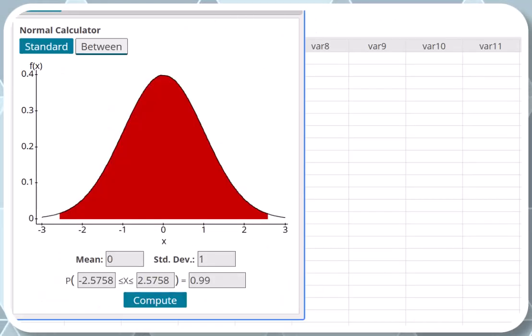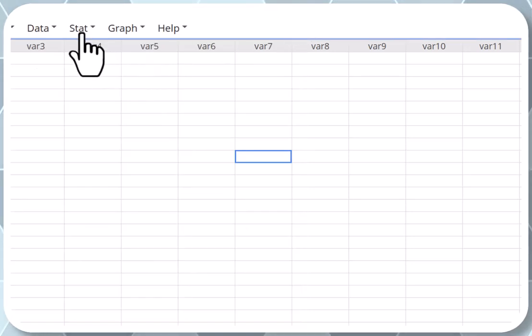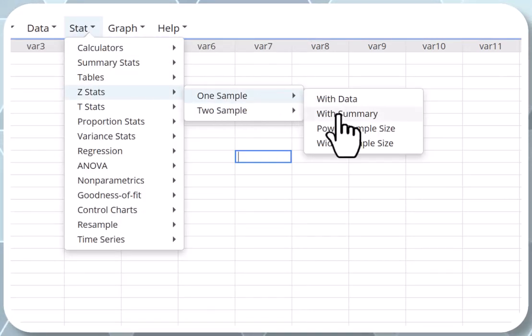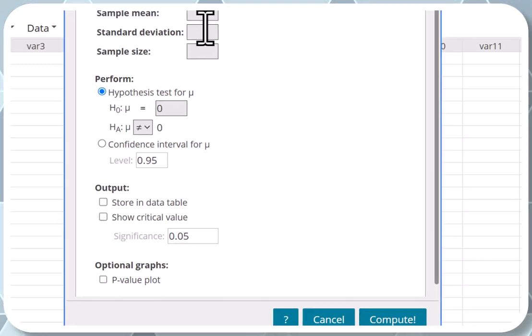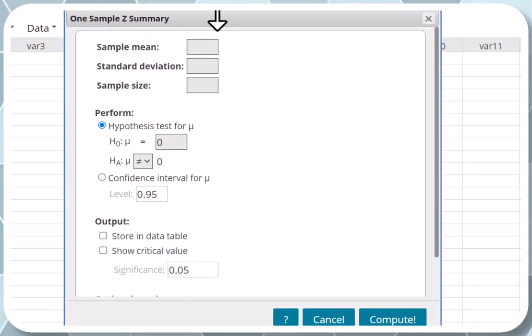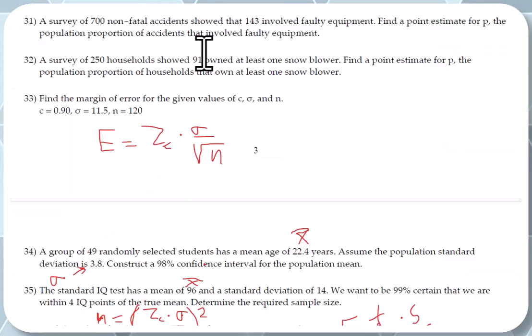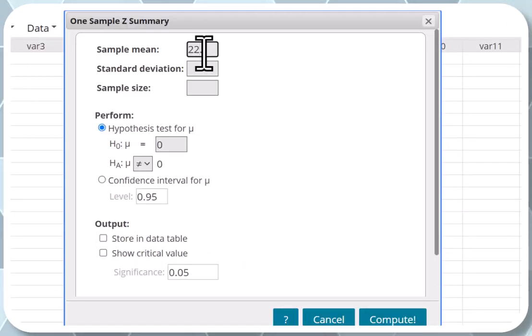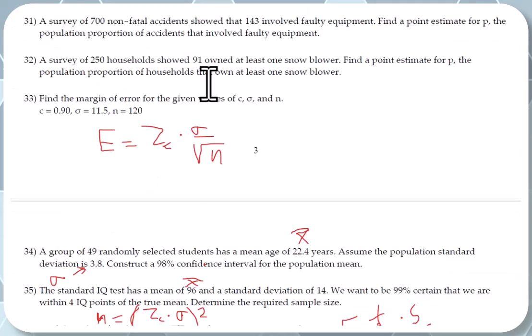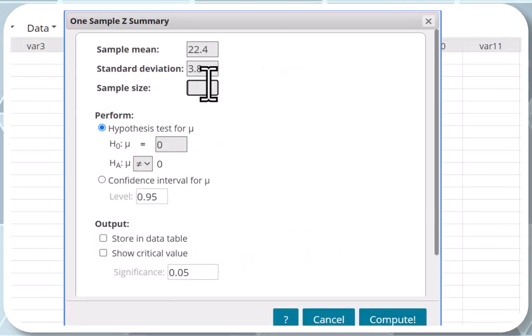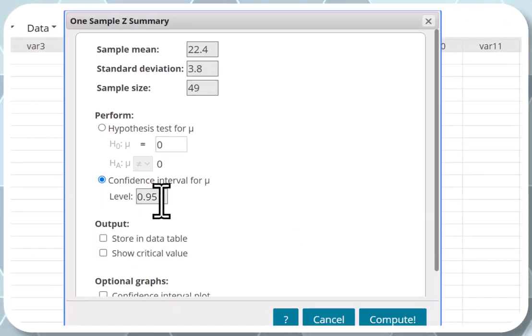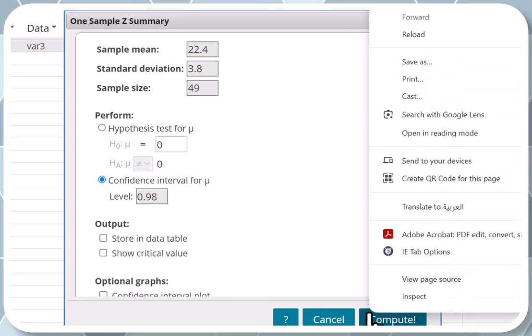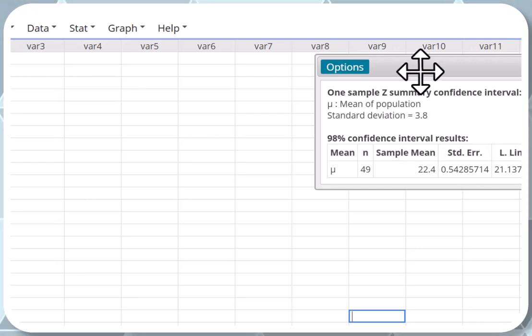So here's how you do it. Let's close this one right here. We don't need it. So you go to Stat, Z Stats, One Sample, With Summary. Okay, let me just lower this a little bit so you can see what I'm doing. So sample mean, what is it? Again, it is 22.4. The population standard deviation is 3.8. Sample size was 49 and the confidence level is 98%. And look, you have to select confidence level right here and put 0.98. Compute. And here is the confidence interval.